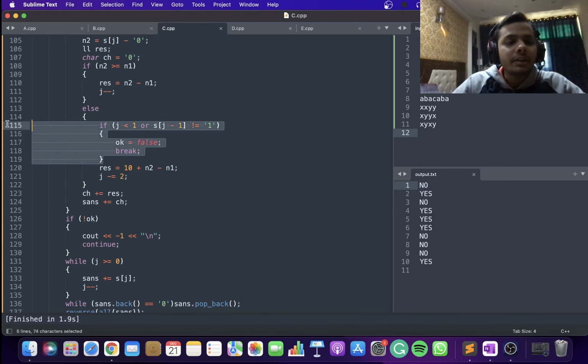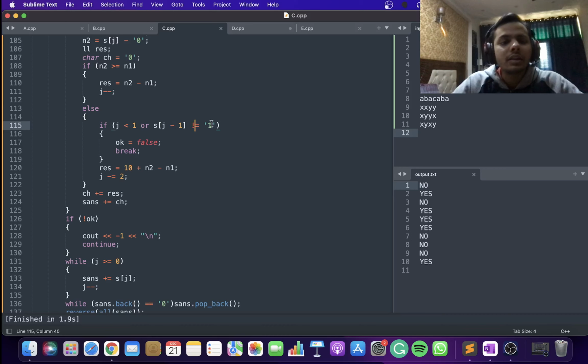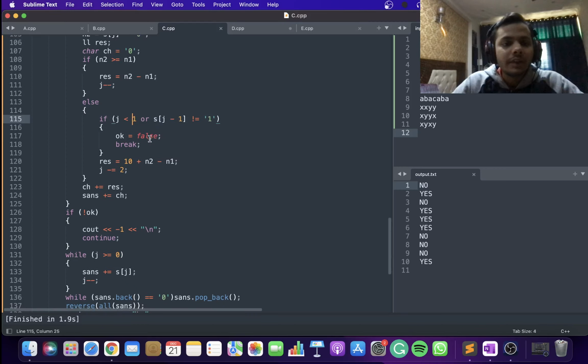Otherwise, I need to make sure that my j is greater than 0 and s of j minus 1 is also equal to 1, because if I carry over, then obviously the digit to the left will be 1, right? Because for example, if I'm doing 5 plus 6, then I'm getting 11, and so the digit to the left of 1 is 1. Similarly, if I'm doing 5 plus 9, I'm getting 14. Again, the digit has to be 1. So I need to make sure s of j minus 1 is 1 and j is greater than 0. If that's not the case, again the answer will be minus 1.